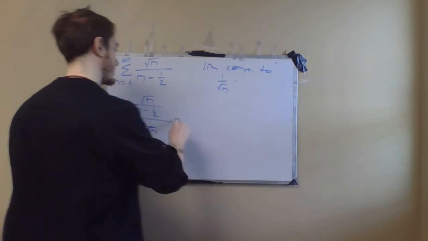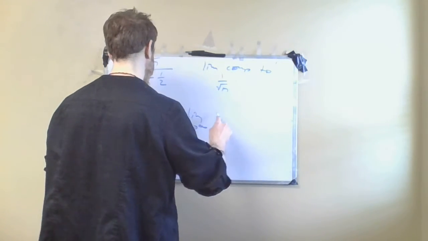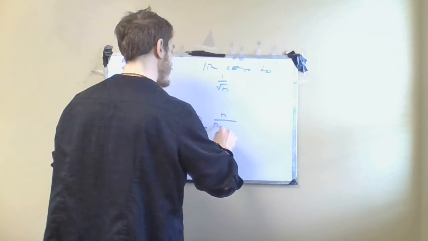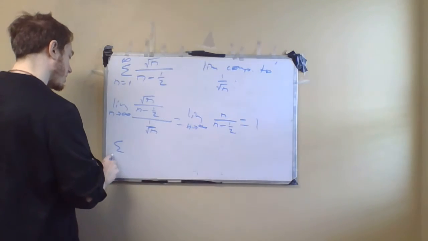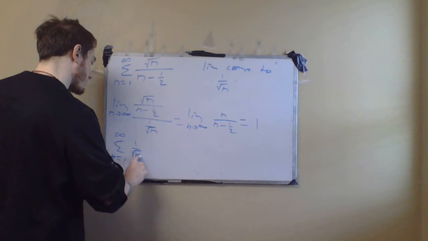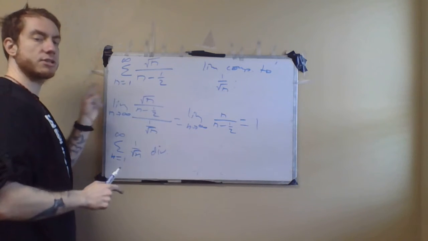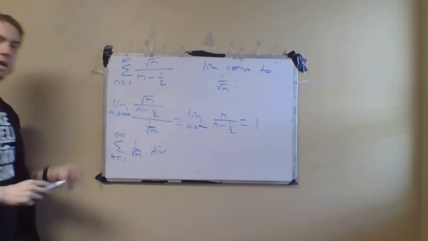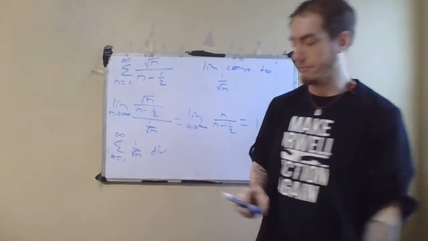And this is going to become the limit as n goes to infinity of n over n minus 1/2. And this fairly obviously approaches 1. But the sum from n equals 1 to infinity of 1 over square root n diverges, therefore our sum diverges as well. Now the question is, why did I pick to compare to 1 over square root n?